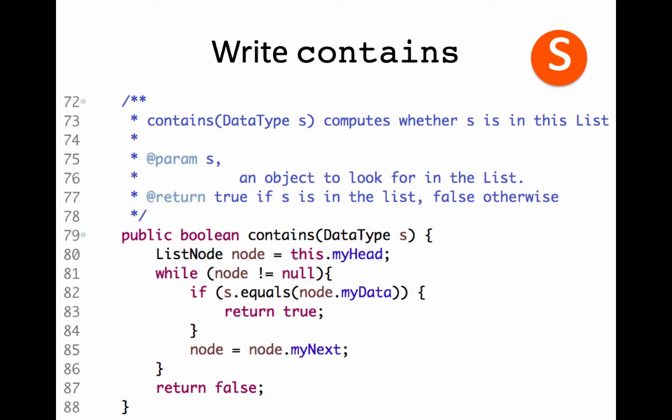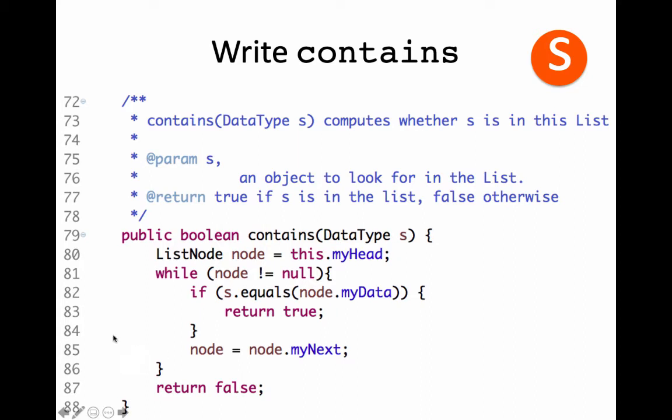It looks really similar to the length code and the toString code. I create a new reference called node that references the head. That might start as null, and that's fine. If it starts as null, then I'll never execute the body of the while loop, and I'll just return false. That makes sense. In an empty list, it doesn't contain any data.